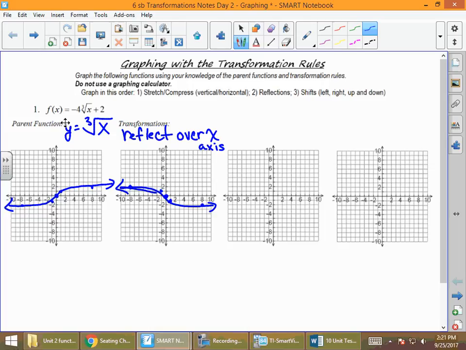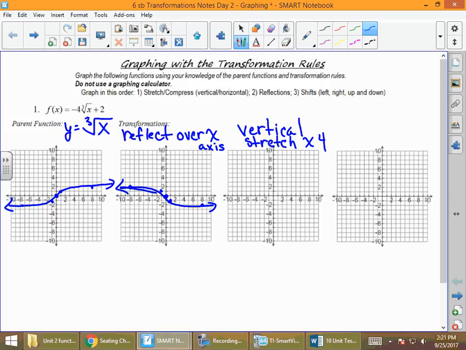So there's our first transformation. Well, the next transformation that we see, I hope, is that there's a 4 in front of the function. And the 4 in front of the function is going to vertically stretch the graph by a factor of 4. And if it's vertically stretching, the value that's changing is going to be the y value, because y goes up and down on the axis.